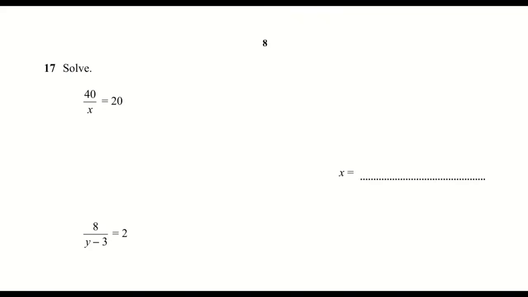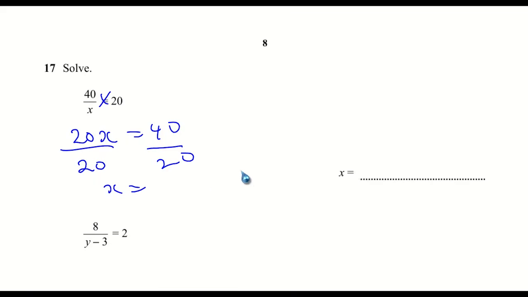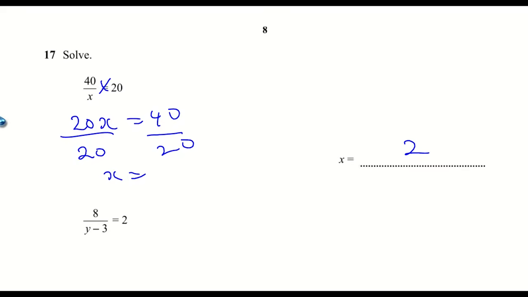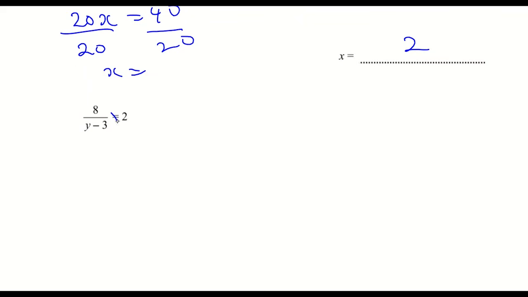Question 17. Solve 40 over x equals 20. You just cross multiply. This is pretty easy. You have 20x equals 40, so divide both sides by 20. x equals 2. Then the second part, you also have to cross multiply, but here you need to be very careful. The 2 is multiplying the whole of y minus 3, so it's better to put it in a parenthesis to make it a quantity, equals 8 times 1, because this one is like over 1.